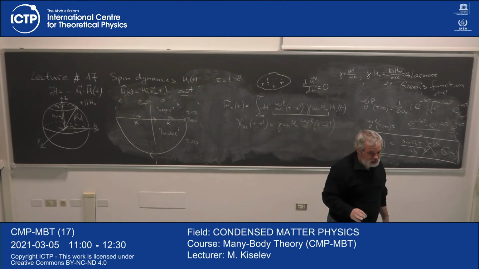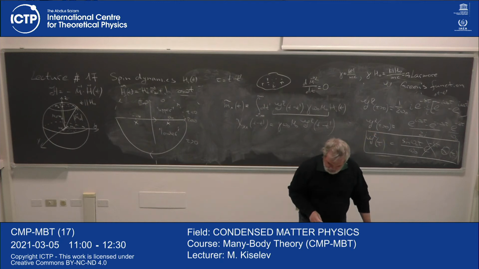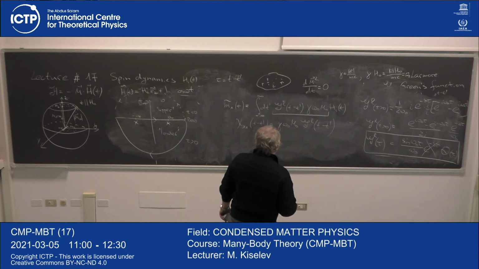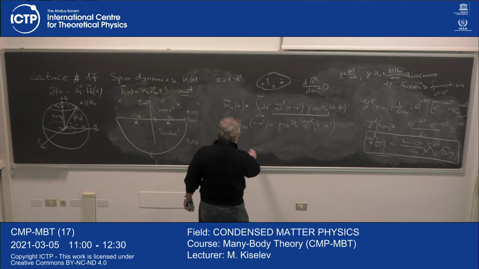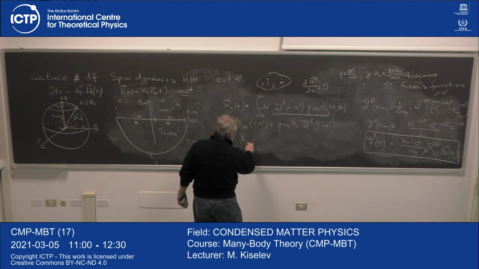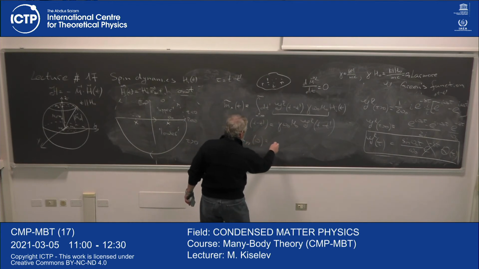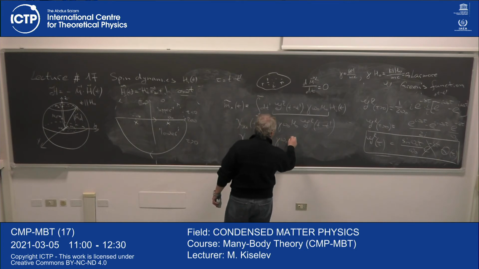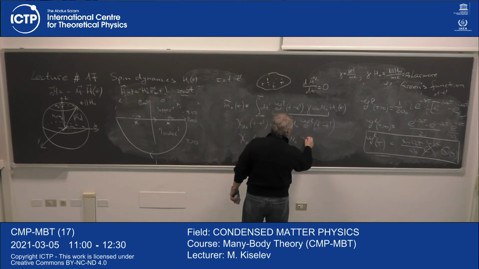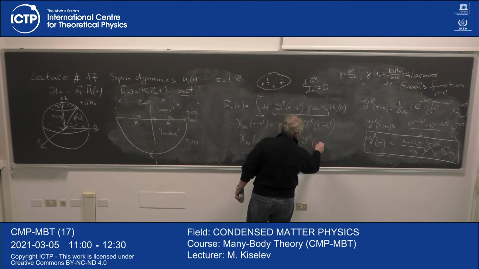Okay? Are you still with me? Or are you doing something else? Yeah. Good. So, which means that if I take the Fourier transform, chi xx as a function of omega is equal to gamma omega naught m naught times the retarded Green function as a function of omega.